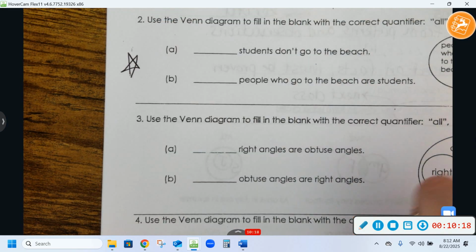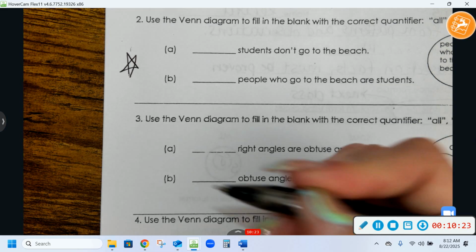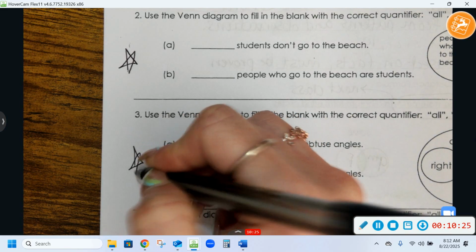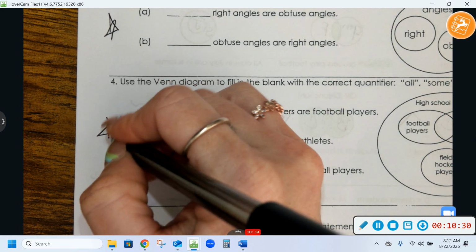What does this star mean? That's your first homework problem. You'll have a total of 5 today. 2, 3, 4.